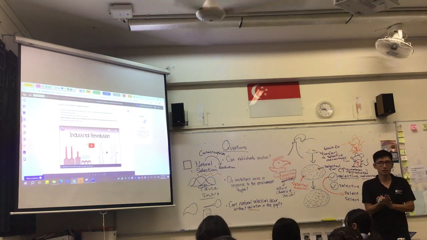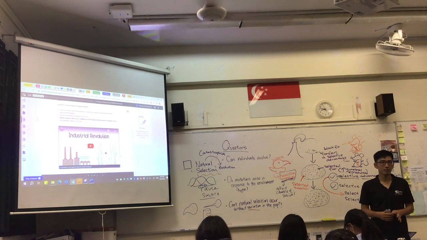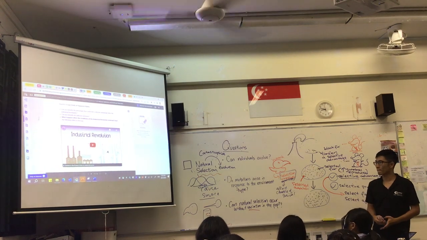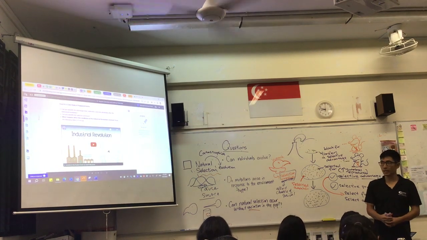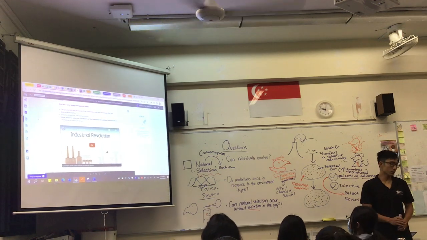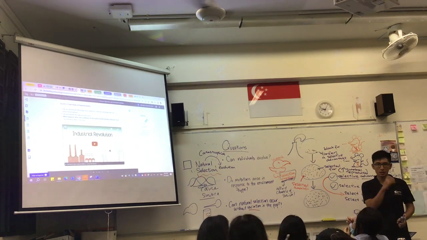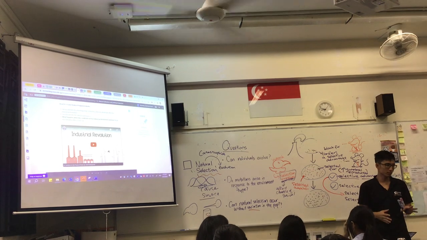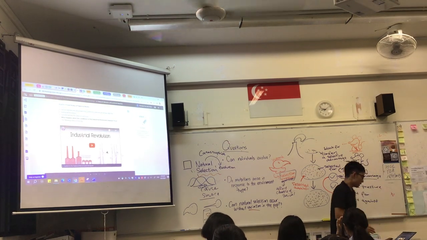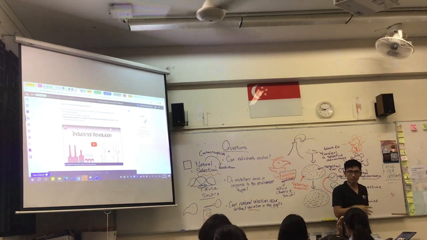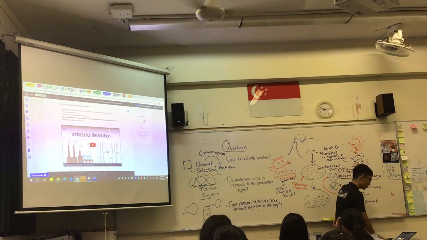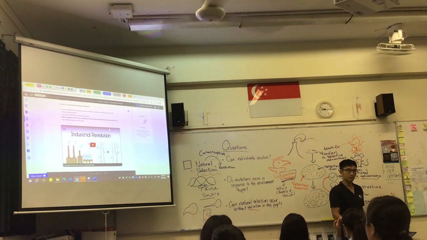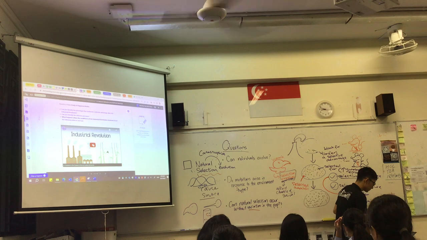There are a lot more other than color and camouflage. But let me show you another very classic example. It really happened. For those of you that study history and geography, you will have heard about the Industrial Revolution. The Industrial Revolution actually had an impact on natural selection on a particular species of moth.